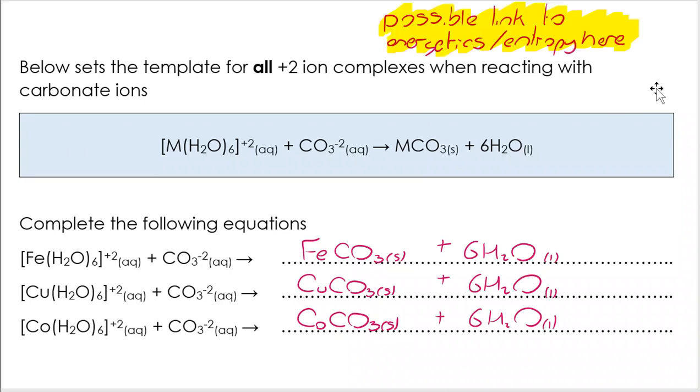There is a possible link here in questions to entropy, because what you can see is a huge increase in entropy here. We've gone from 2 moles to 7 moles in each case. So just be prepared for a little bit of thermodynamics to find its way into these questions.